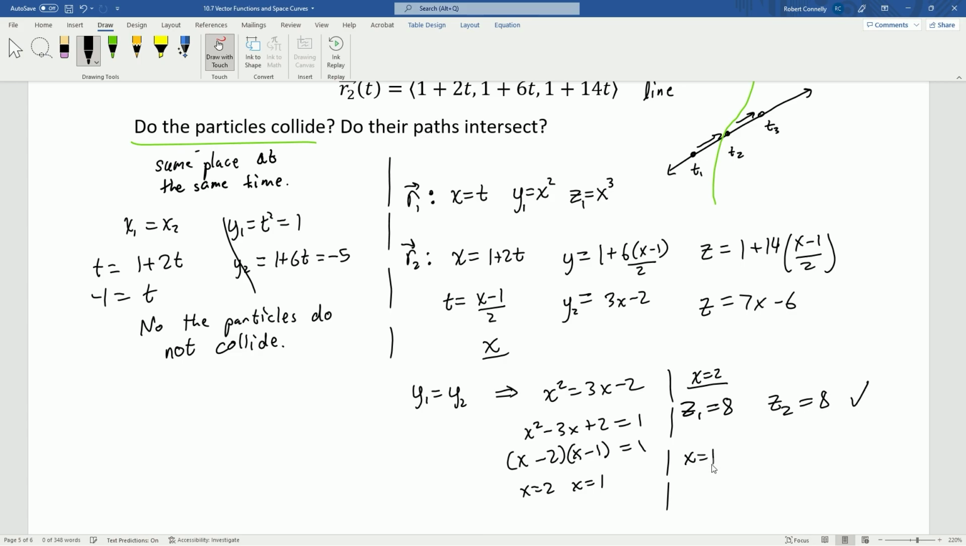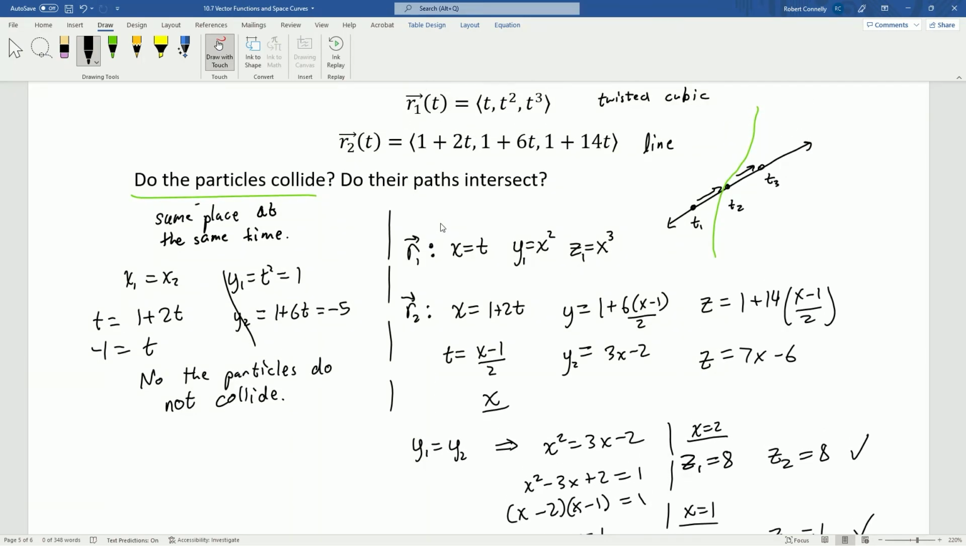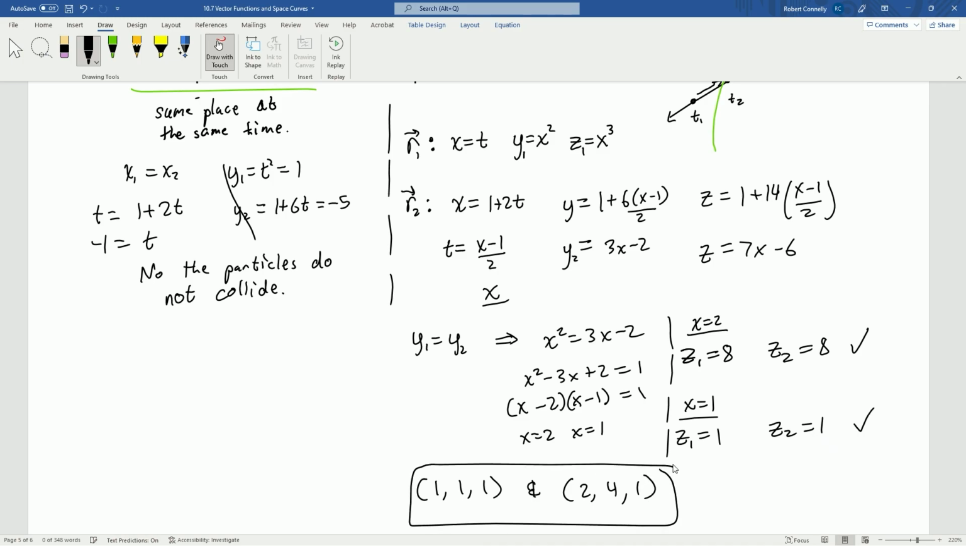And if we check x equals 1, for z1, we get 1 cubed is 1. And for z2, we get 7 minus 6, which is 1. So those are equal. That means that in both of these cases, the curves intersect. We weren't asked to specify where they intersect, but we can go ahead and do that. When x equals 1, y should also be 1, and z should be 1 as well. And when x equals 2, y should be 4, and z should be 8. So those are the points where the paths intersect.